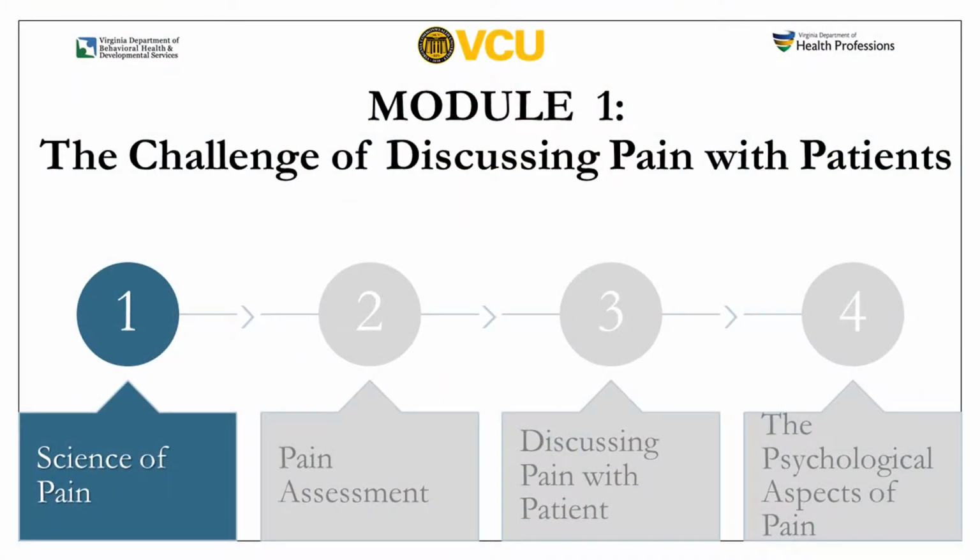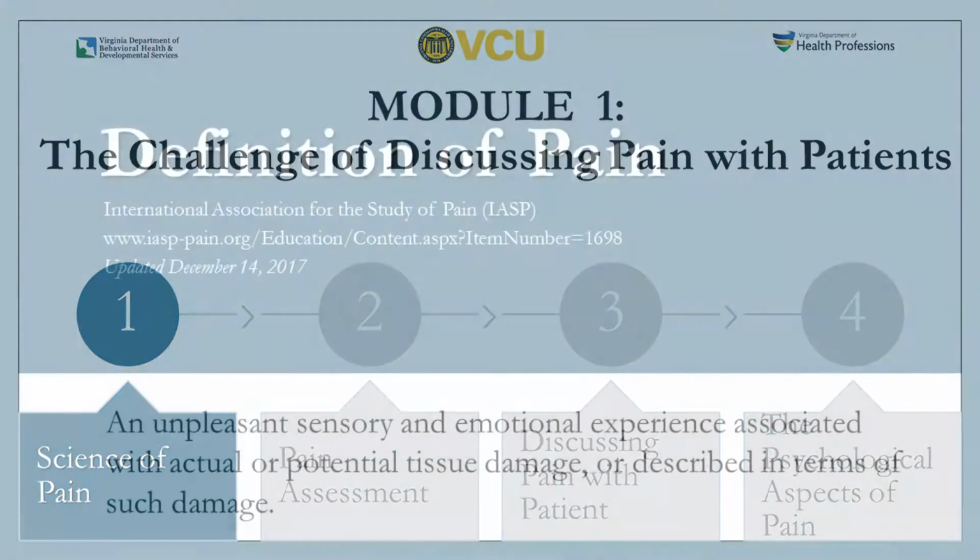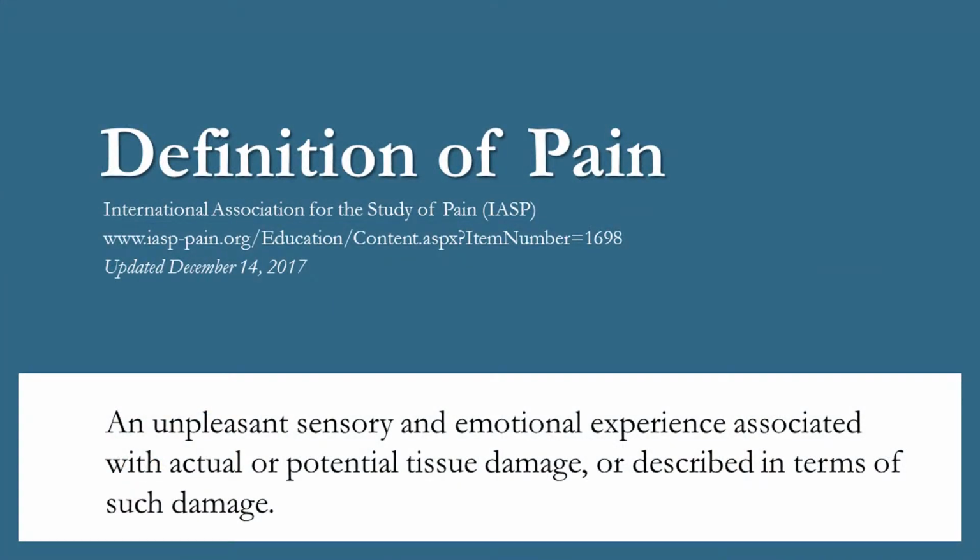In the first topic of Module 1, let's begin to talk about what the science is behind our understanding of pain. The basic definition is that pain is an unpleasant sensory and emotional experience associated with real or potential tissue damage, or described in terms of that kind of damage as the person experiences it.